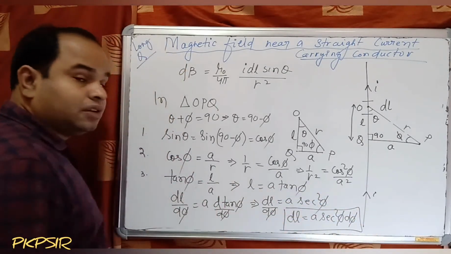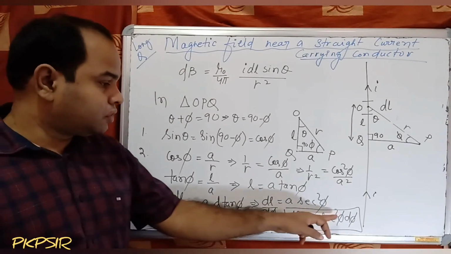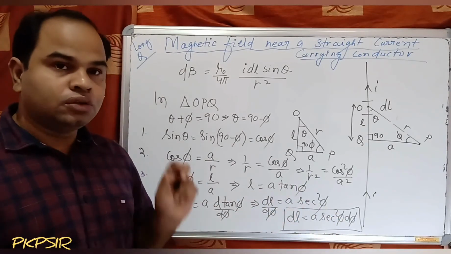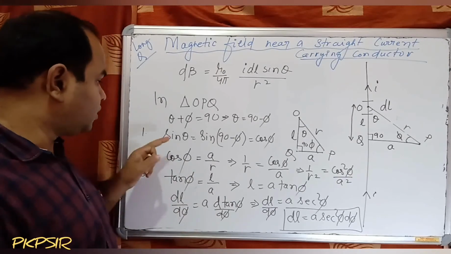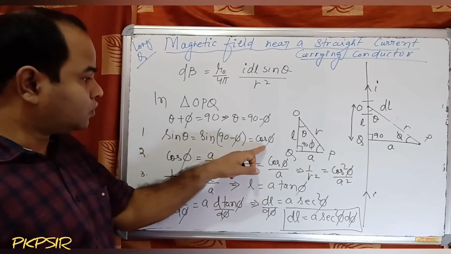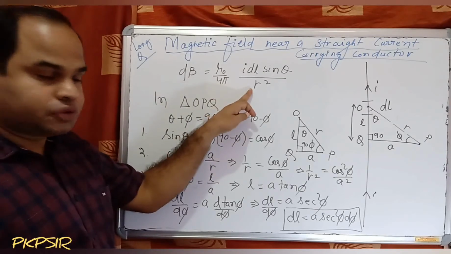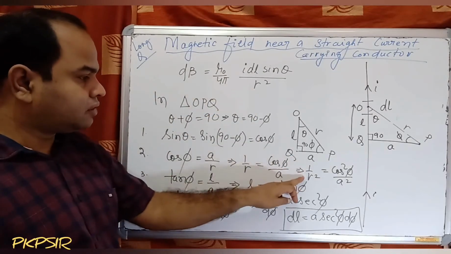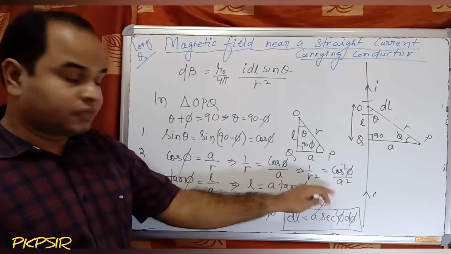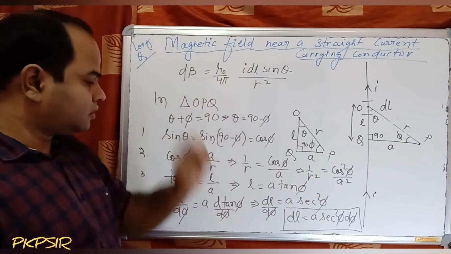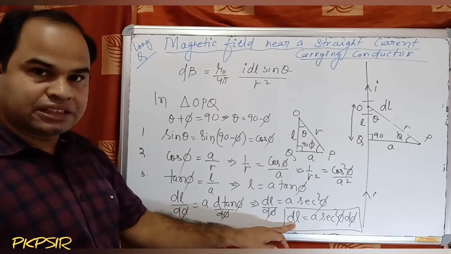So what is the value of dl? That is a sec square phi d phi. So we will use the value sin theta is equal to cos phi here, and 1 by r square is cos square phi by a square. So for dl, what will we put? a sec square phi d phi.